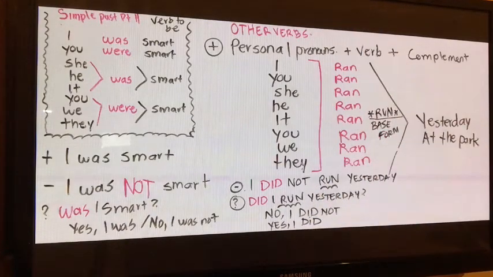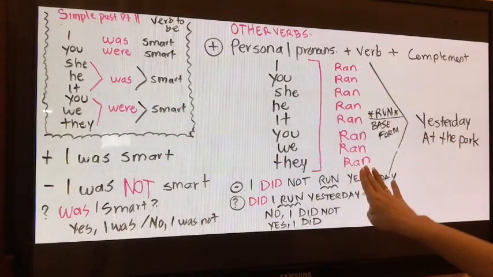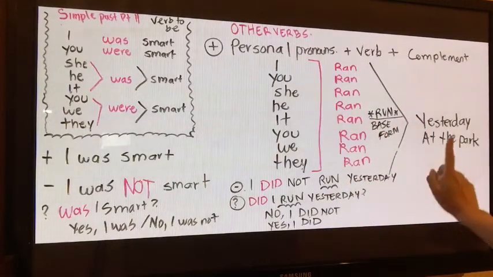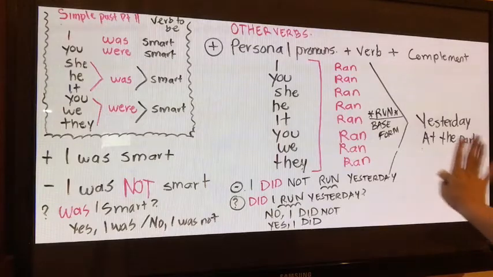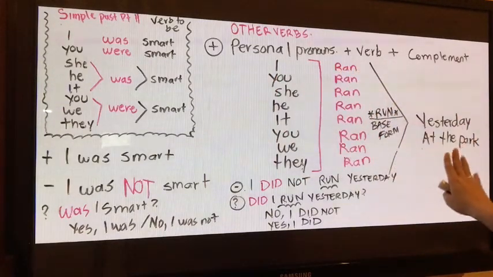So it's going to be the same one for all of these ones. So once we already have the verb in its regular form or past form, we're going to add a complement. In this case, you can use nouns, phrases, places, or past time expressions. I used a past time expression, yesterday, and I picked a place. So my sentence could be, I ran yesterday at the park.